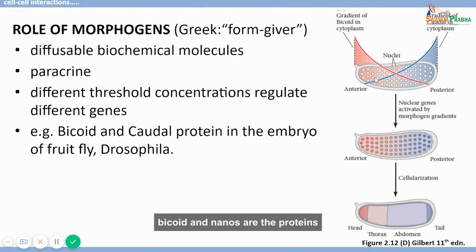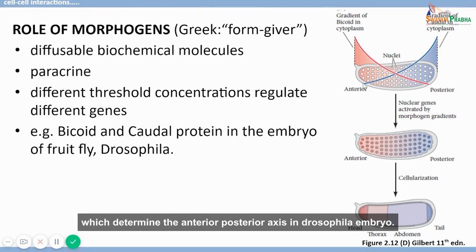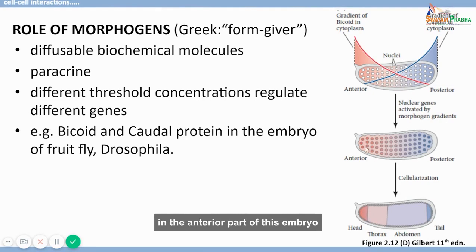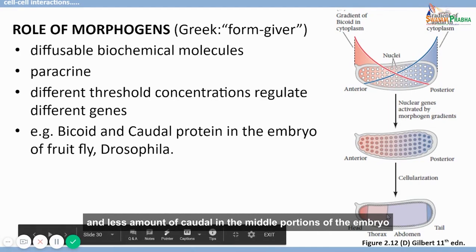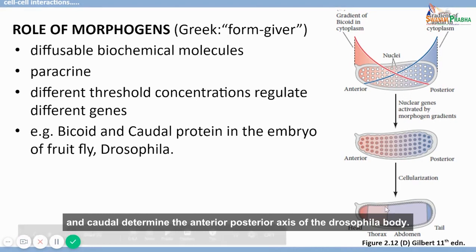Here, as you see in the diagram, bicoid and nanos are the proteins which determine the anterior-posterior axis in the Drosophila embryo. At the anteriormost portion of the Drosophila egg, the concentration of bicoid in both mRNA and protein forms is maximum and it decreases toward the posterior. In addition, the posteriormost portion of the egg forms a posterior to anterior gradient of another transcription factor, caudal. Now, bicoid and caudal both activate different sets of genes and high amounts of bicoid and little caudal in the anterior part of this embryo induce the formation of head, right? Now, less bicoid and less caudal in the middle portions of the embryo activate genes that generate the thorax. Now, little bicoid but plenty of caudal activate genes that form the abdomen in the posterior portions of the body. So, we can say varying concentrations of bicoid and caudal determine the anterior-posterior axis of the Drosophila body.